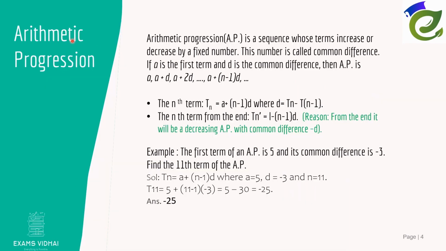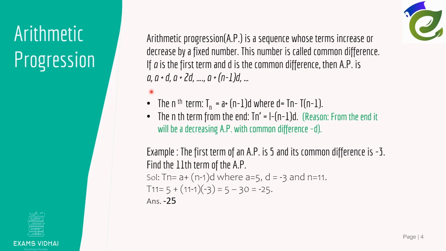Let's start with the definition of an AP. An AP is a sequence whose terms either increase or decrease by a fixed number. This is called the common difference. Let's say A is the first term and D is the common difference. Then in general an AP can be written as A, A plus D, A plus 2D, and so on.